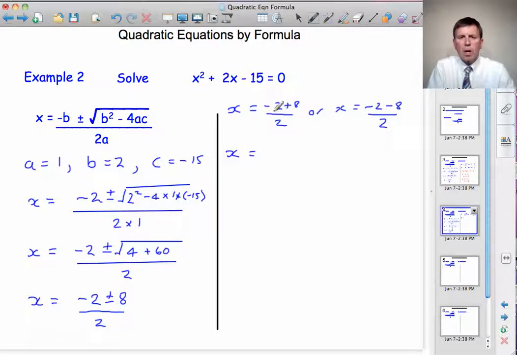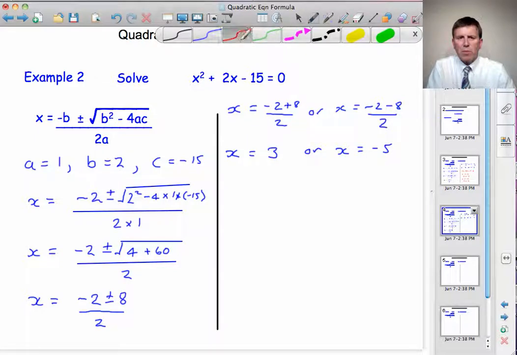which gives us minus 2 plus 8 is 6, divided by 2 is 3. Minus 2 minus 8 is minus 10, minus 10 divided by 2 is minus 5. So the solution is x equals 3 or x equals minus 5. Let's demonstrate that answer is correct by factorising.